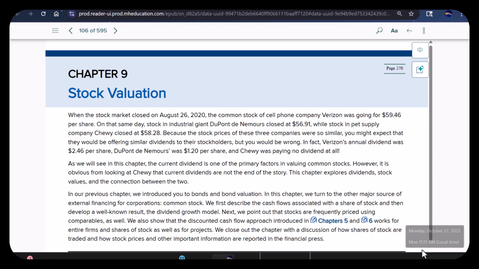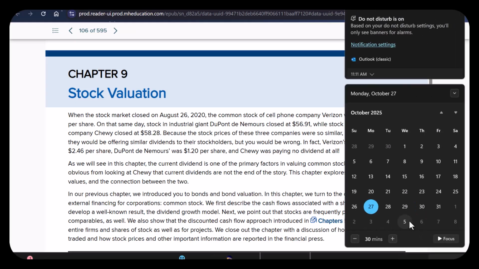And let me see. So, we'll have the second midterm exam on November 10th, which is on chapters 8, 9, and 11. Okay.